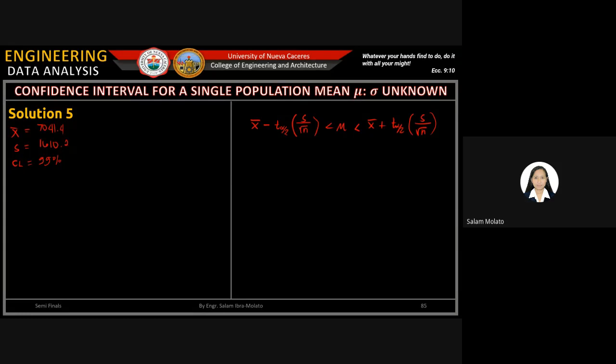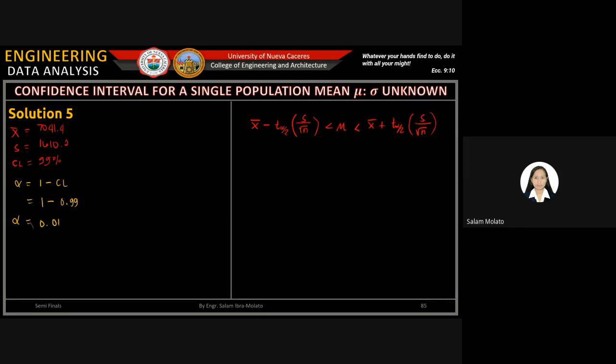Okay, so to compute that again, we need what? We need the alpha and the DF. Okay? All right. So to compute for the alpha, alpha is equal to 1 minus CL. So that would be 1 minus 0.99. Anyway, so alpha therefore is equal to 0.01.